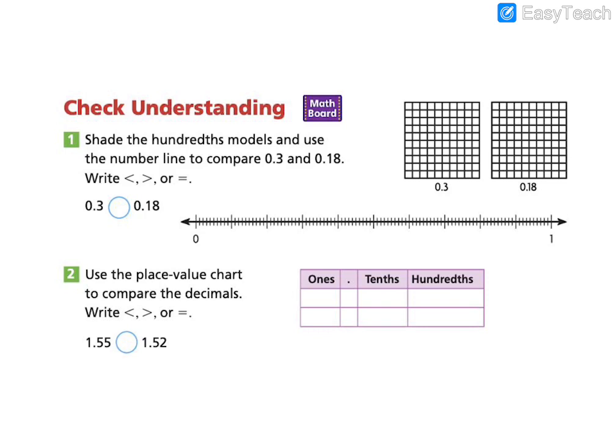All right, go ahead and pause the video and complete the check understanding. Press play when you're ready to check your work.